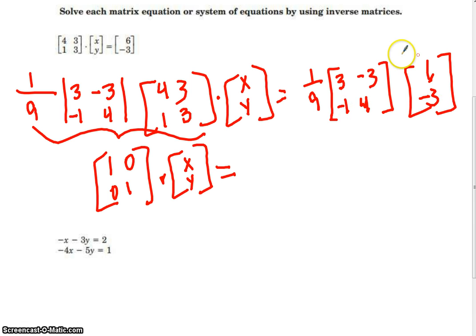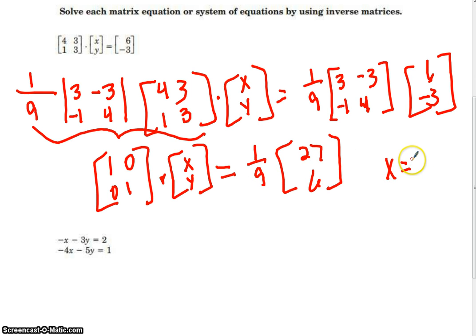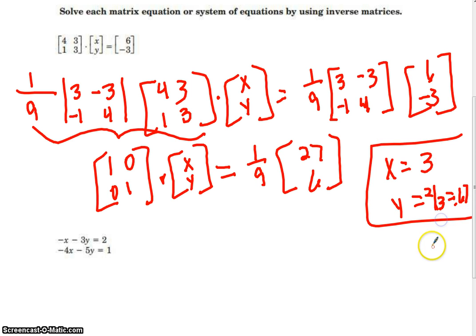equals, and I would go ahead and do my multiplication here first. So we're going to say 1 over 9 times row 1 times column 1, so that's 18 minus negative 9, which is 27. And then negative 1 times 6 minus 4 times negative 3. So negative 6 minus negative 12. So this becomes 6. So when you multiply that, you end up with just X and Y. So you end up with X is equal to 1/9 times 27, which is 3. And Y is equal to 1/9 times 6, which is 2/3. Or if you want to use decimals, 0.67. And that is your answer.